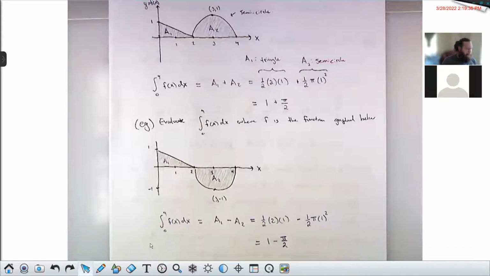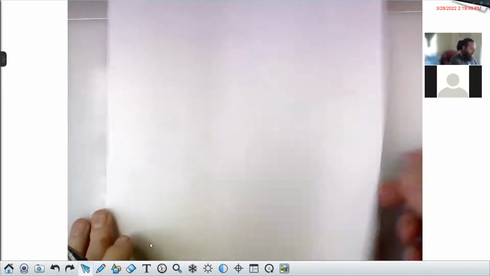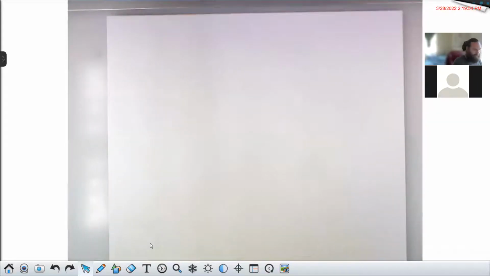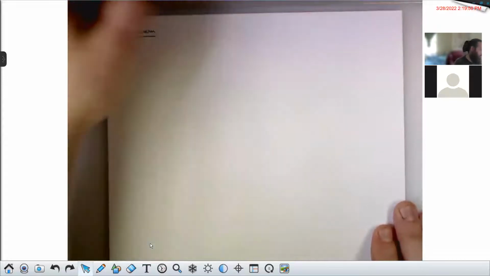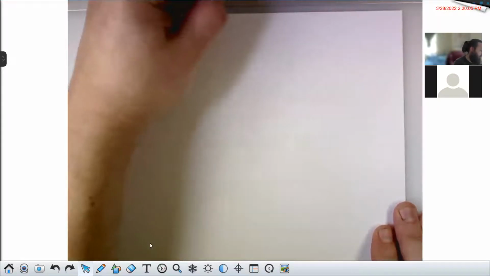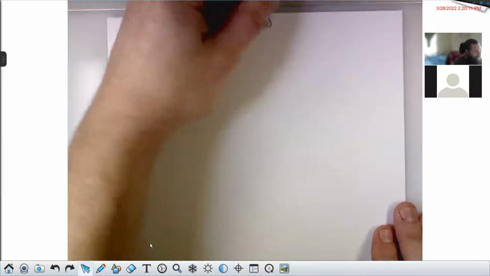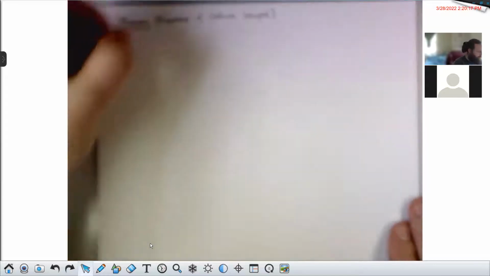I want to begin by sharing some properties of the definite integral with you. These properties will make our life much easier and allow us to begin to sniff out the fundamental theorem of calculus. So I'm going to state this as a theorem. The first couple ones here are by far the most important.